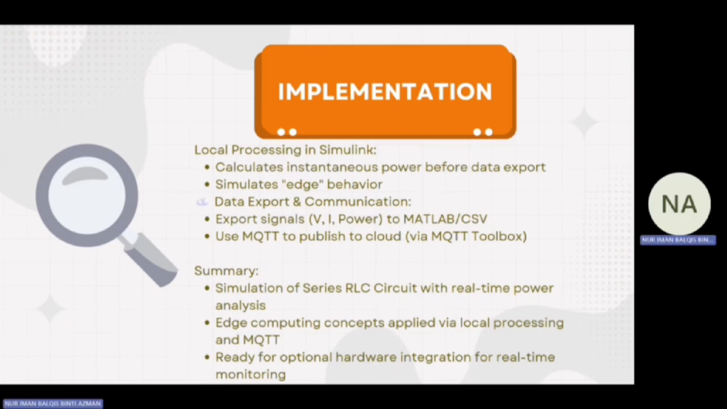To summarize, we built a complete simulation of a series RLC circuit with real-time power monitoring using Simulink. We apply edge computing ideas by processing data locally and transmitting results via MQTT. And finally, the setup can be extended to include real hardware like an Arduino for actual sensing and data publishing. This combination of simulation and edge computing makes the system more responsive and efficient for real-time circuit analysis.